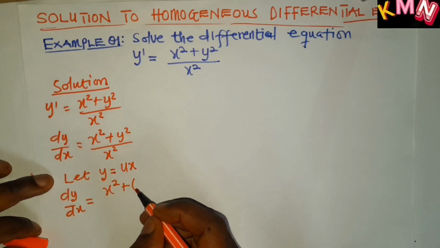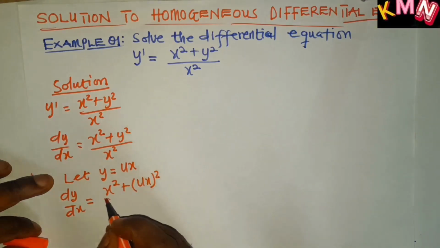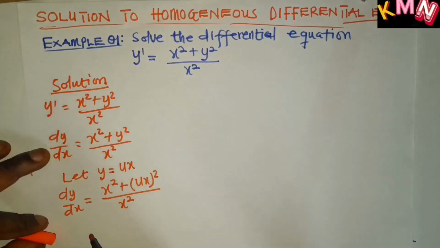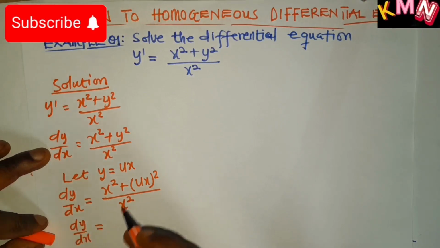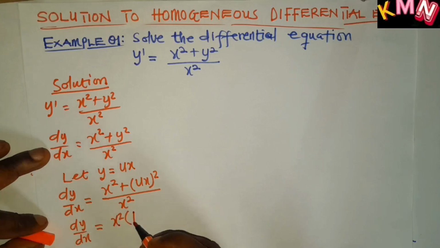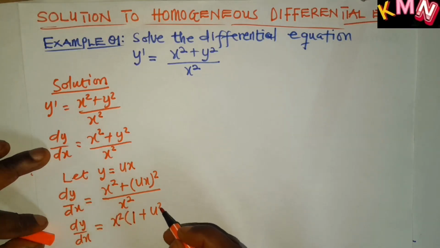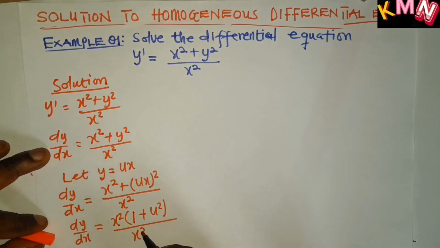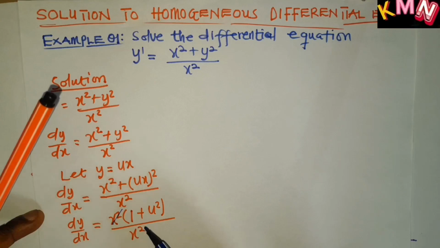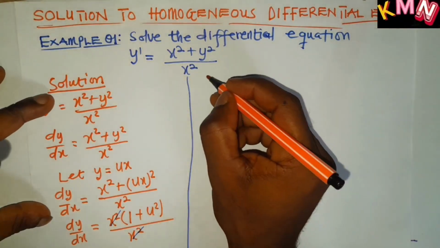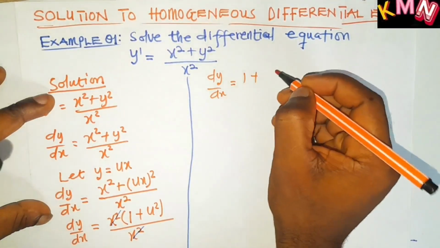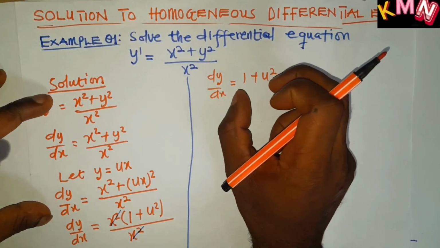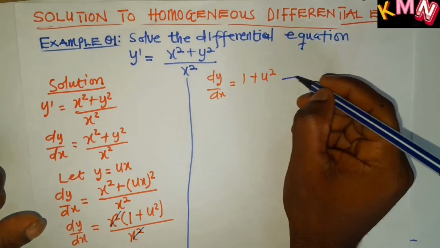Then if that is the case, our dy dx is going to be x squared plus ux all squared on x squared. And you can see that when we simplify, we are getting x squared, and here will be 1 plus u squared all on x squared, of which this will go. So now we have dy dx equals 1 plus u squared. Let's label this as our first equation.